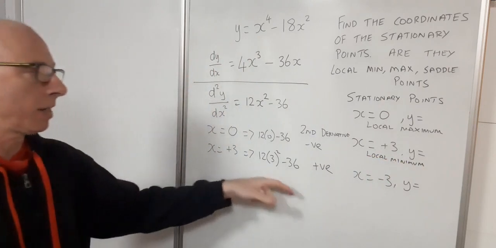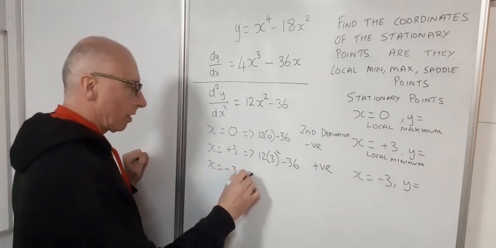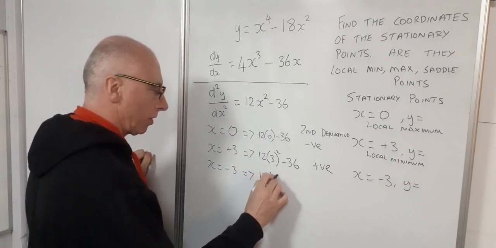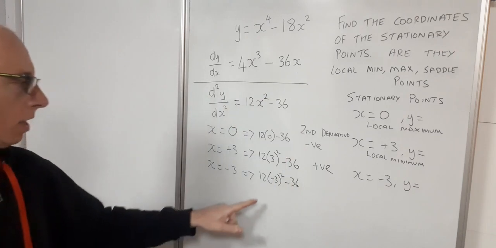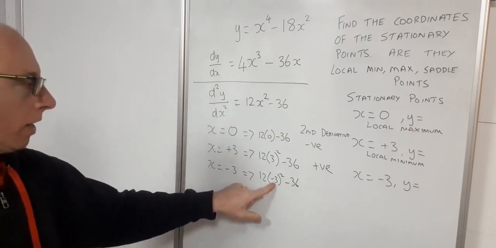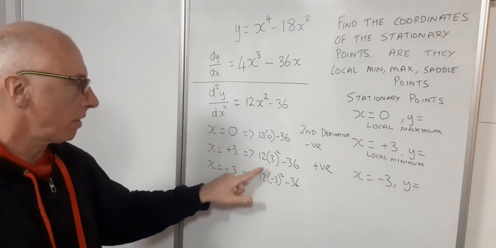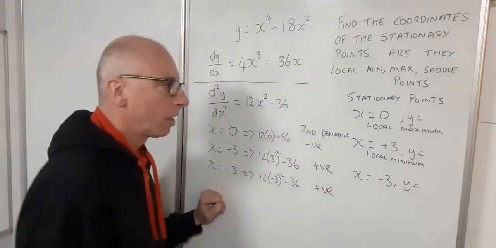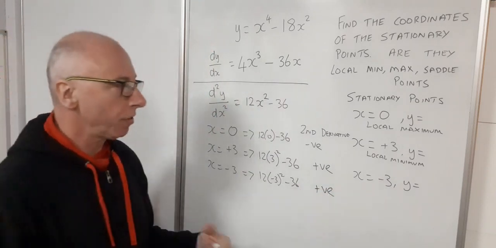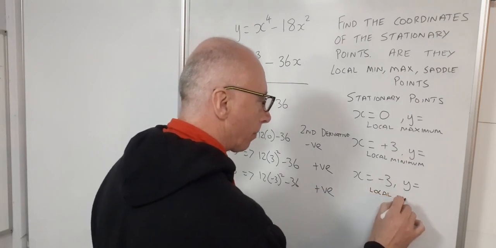Okay, now let's see what happens at x equals minus 3. So that's going to give me 12 times minus 3 squared minus 36. Plug it into the second derivative. Well, minus 3 squared is 9, times 12 is 108, minus 36. It's got the same value as this derivative here. So that one is also positive. So therefore, at x equals minus 3, that is also a local minimum.